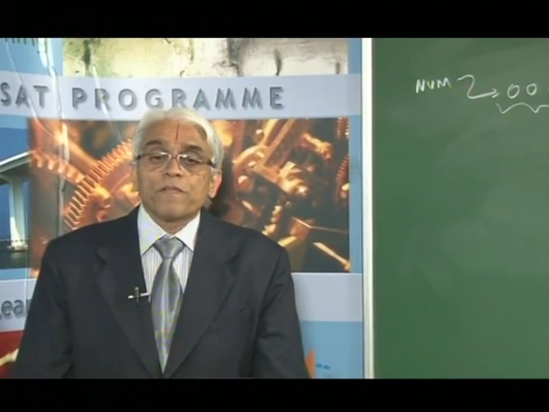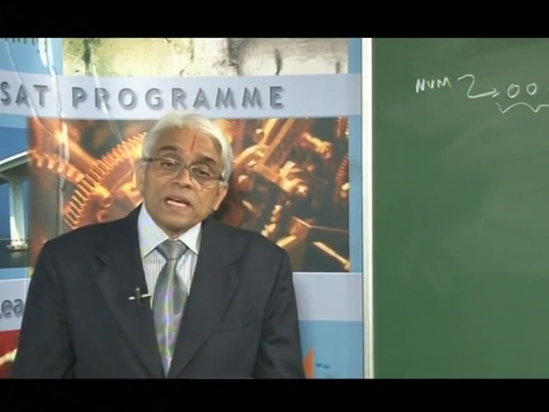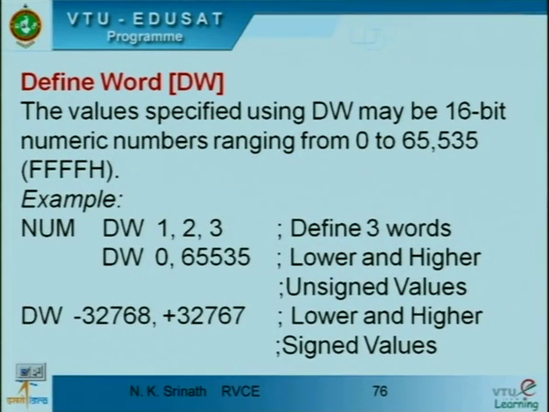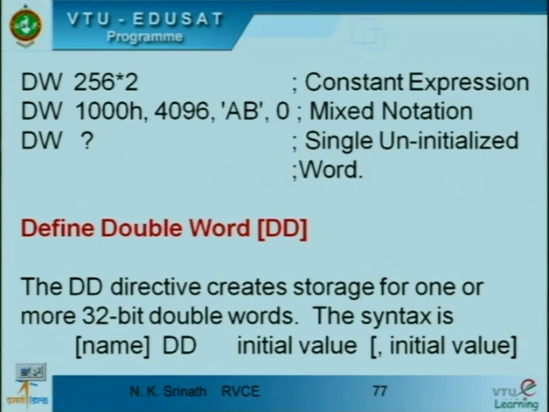Similarly, it is possible for us to store minus 32,765 when it is a signed number, up to plus 32,767. It is also possible to write an expression, say for example 256 into 2, and we can have a combination of all this put together, 000H, 4096.